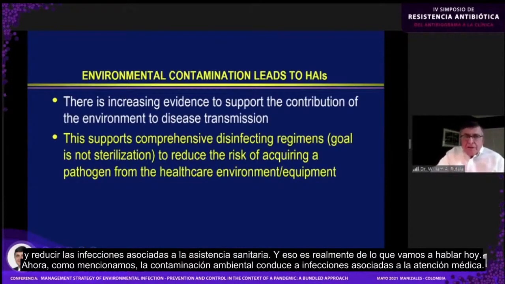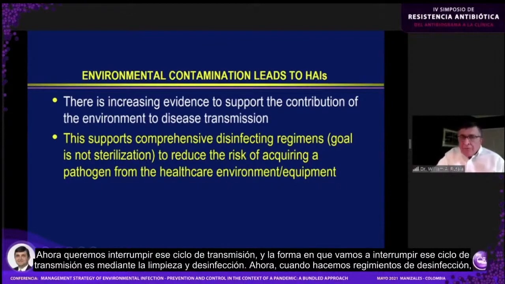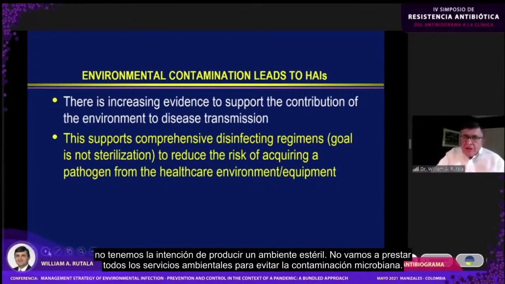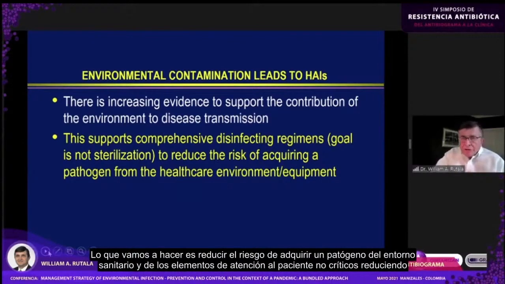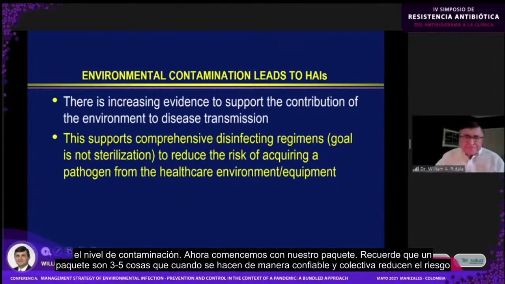Now, as we mentioned, environmental contamination leads to healthcare-associated infections. We want to interrupt that transmission cycle, and the way we're going to interrupt it is by cleaning and disinfection. When we do disinfection regimens, we don't intend to produce a sterile environment. We're not going to render all environmental surfaces devoid of microbial contamination. What we are going to do is reduce the risk of acquiring a pathogen from the healthcare environment and from non-critical patient care items by reducing the level of contamination.